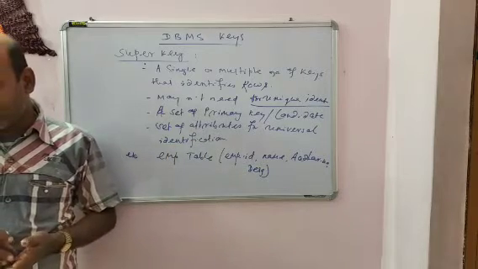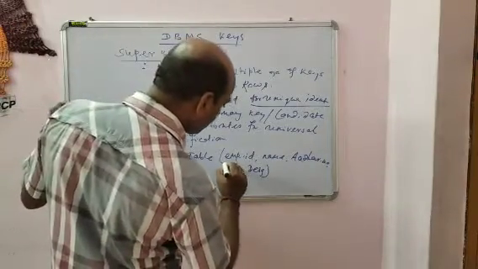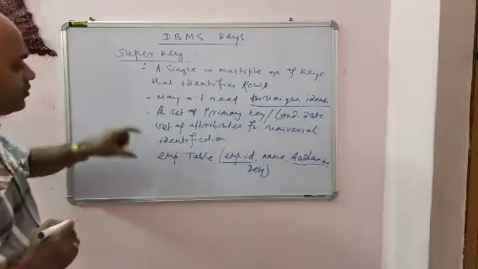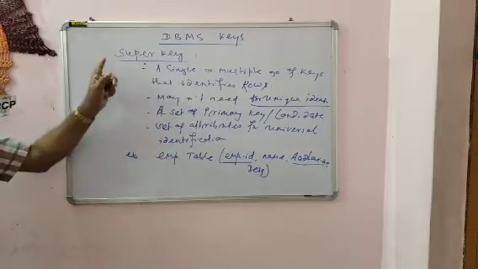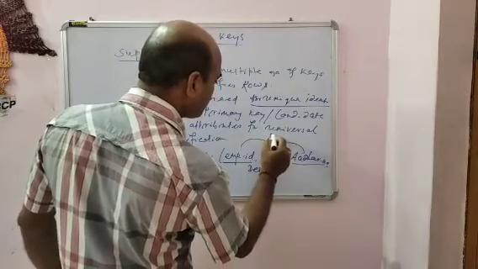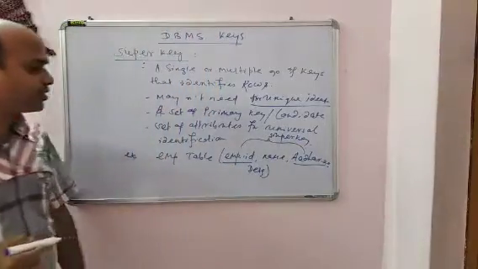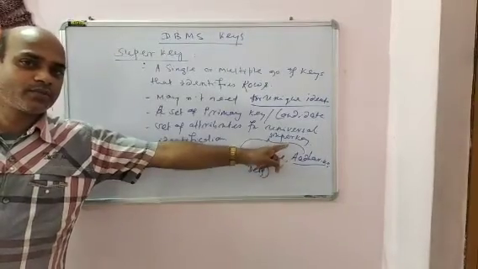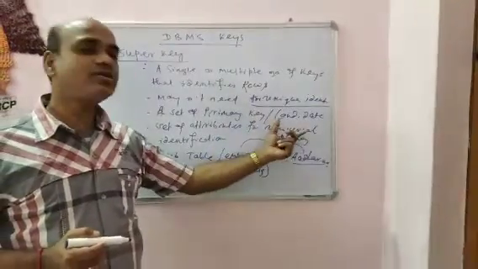So in this relation, employee code and Aadhaar number are super keys. Here, employee code, employee ID and Aadhaar number are the universal identification. That is the universal identification. These are called the super key. So in this example, employee ID and Aadhaar number are the super key. This super key is uniquely universal identification.